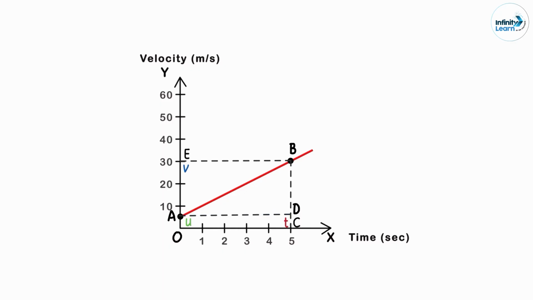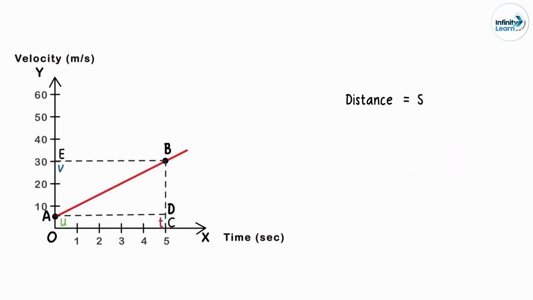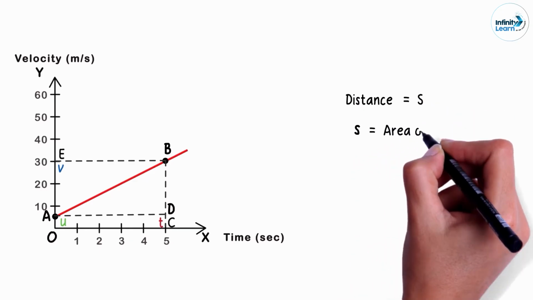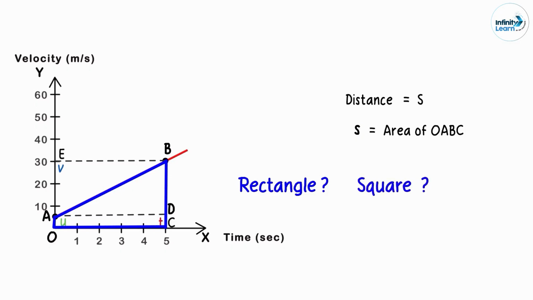We have seen previously that the distance travelled by the vehicle equals this shaded portion under the line. If you wish to review this, you can refer to our previous tutorial on velocity time graphs. Now let's call the distance travelled S. So now the distance travelled in time t equals the area of OABC. What is this shape? Is it a rectangle? Is it a square? No, it's a trapezium.